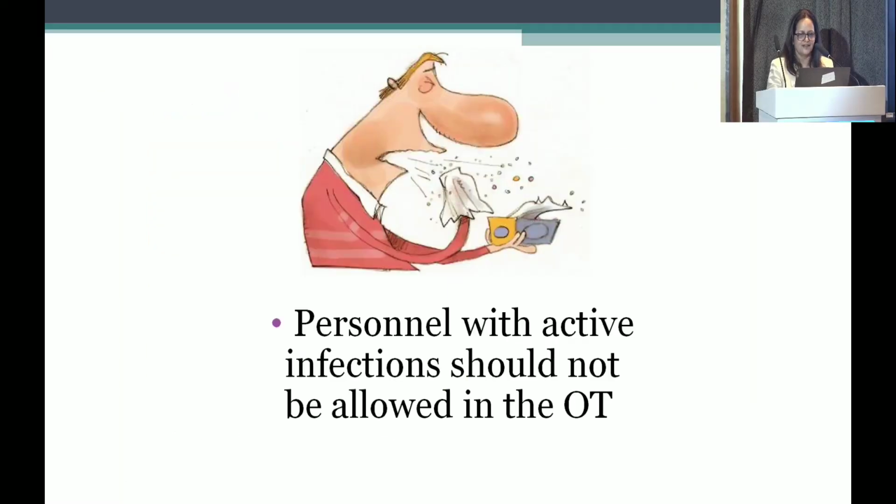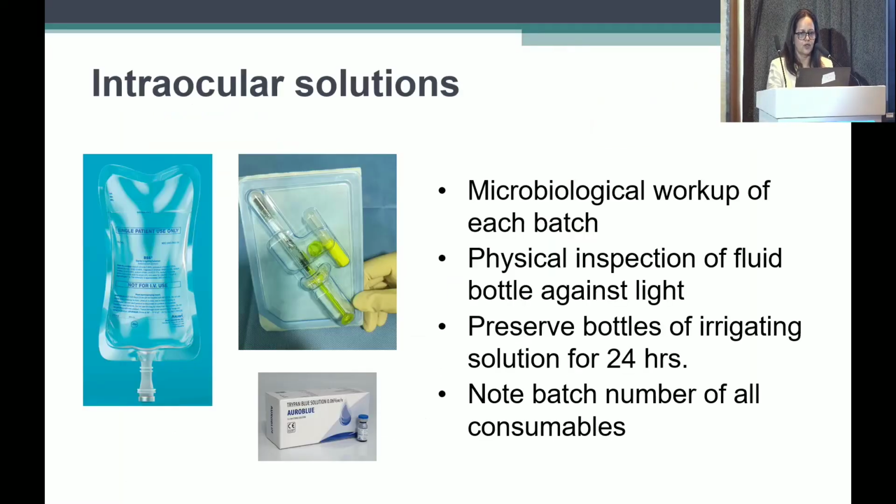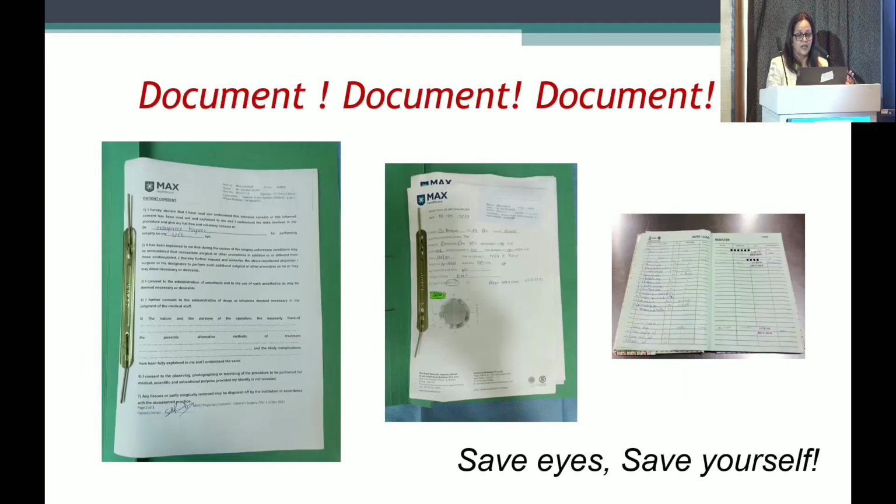So, and then, this you all know. Intraocular solutions, of course. In high volume centers, it's good to have a microbiological workup of each batch. And then when you use the solution, do a physical inspection first without shaking, and then after shaking also, because if you find some particles there, preserve the bottles of irrigating solution for 24 hours and note batch numbers of all consumables. Having said that, it is very important to document.